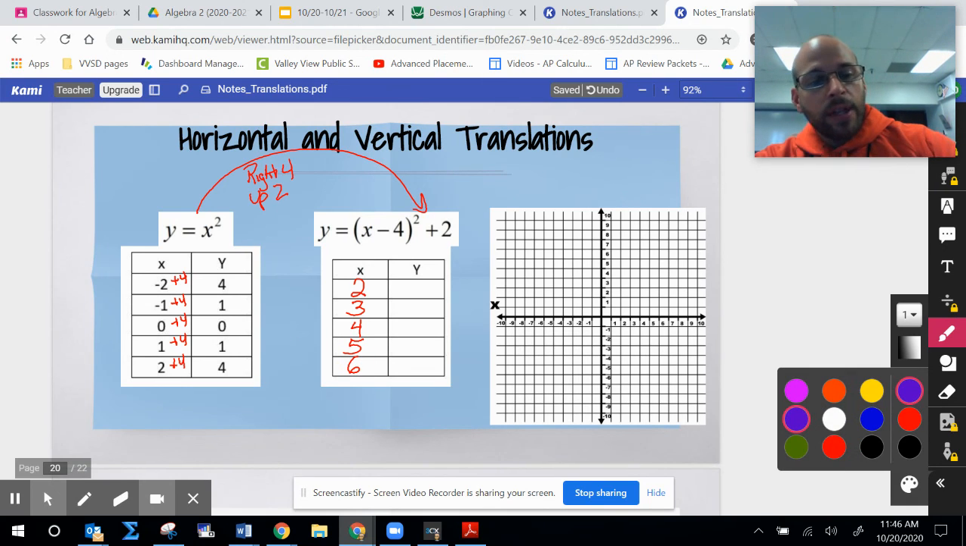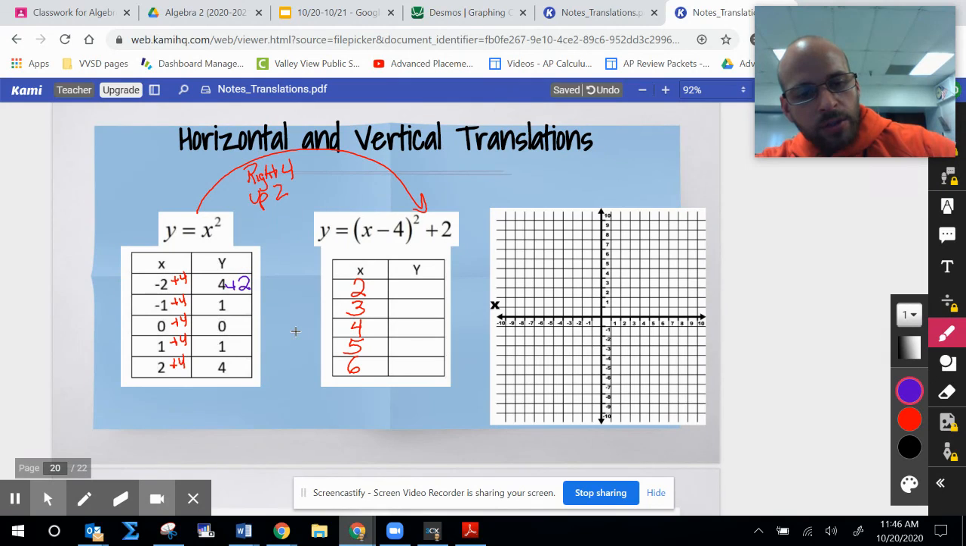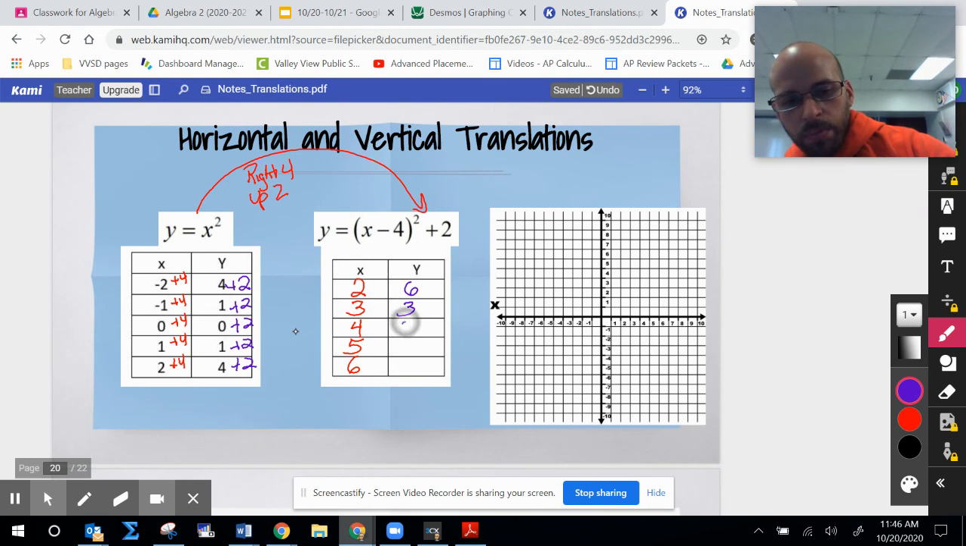But now I want to shift everything up 2, which means I'm going to take the y values and I'm going to add 2 to them, right? So the horizontal movement goes to the x's. The vertical movement goes to the y's. So 4 plus 2 is 6. 1 plus 2 is 3. 0 plus 2 is 2. 1 plus 2 is 3. And 4 plus 2 is 6.